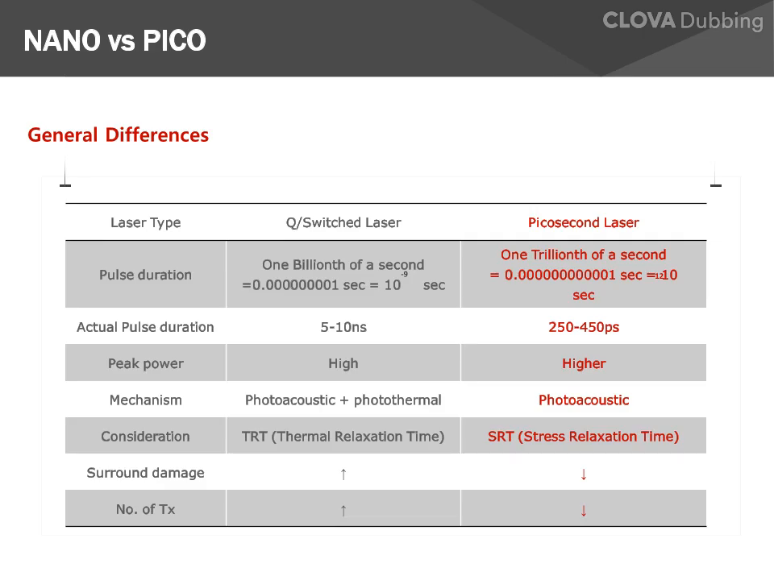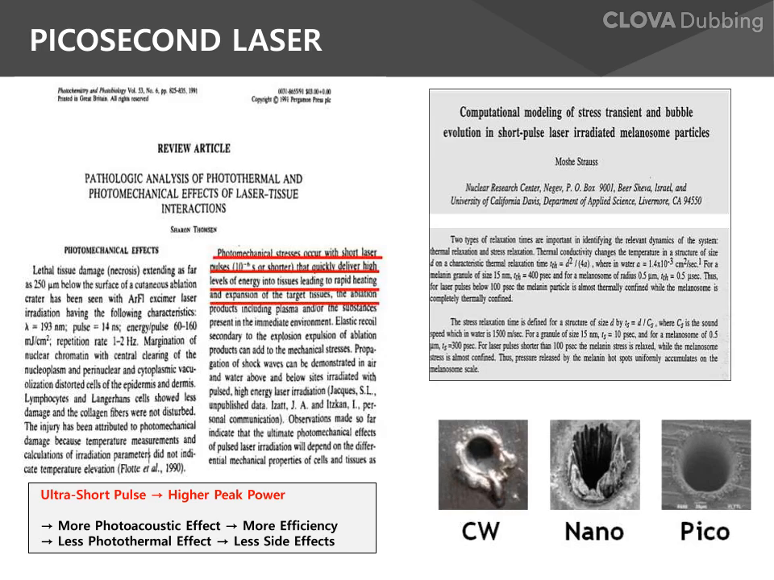Picosecond lasers, with their shorter duration, can fragment pigment more effectively with higher peak power, compared to nanosecond lasers, specifically Q-switched lasers. Additionally, by irradiating within the SRD, they cause less damage to surrounding tissue and can achieve results with fewer treatment sessions. Here is the content from a paper on picosecond lasers.